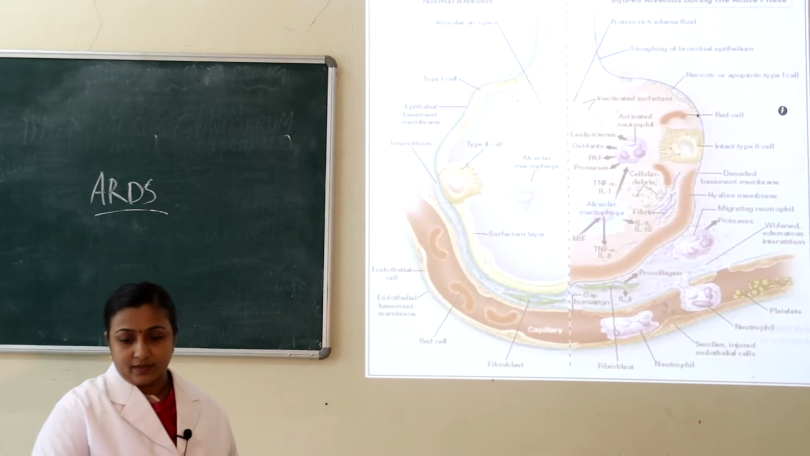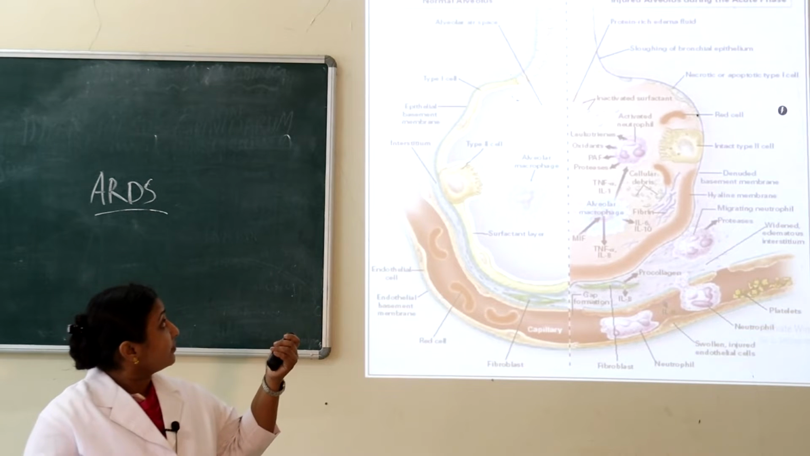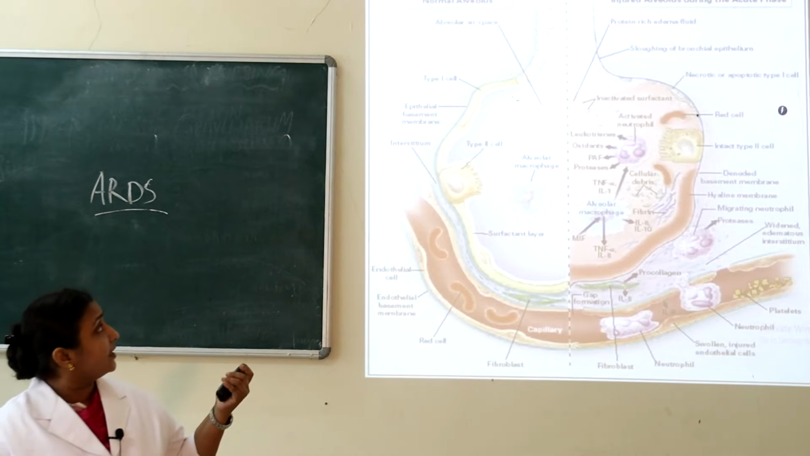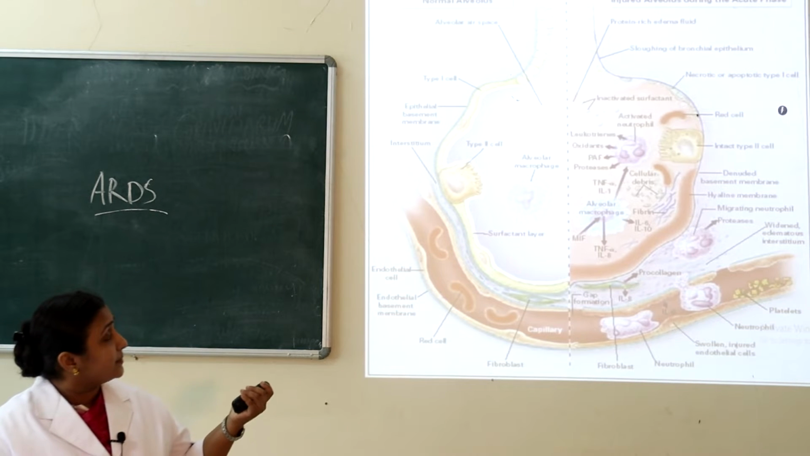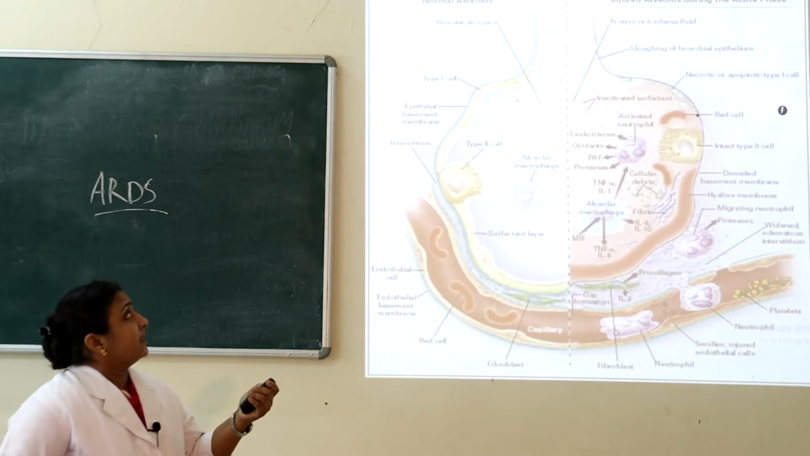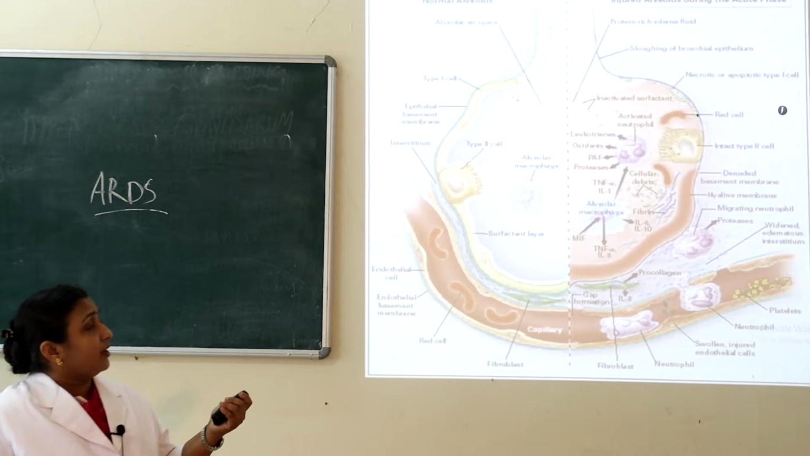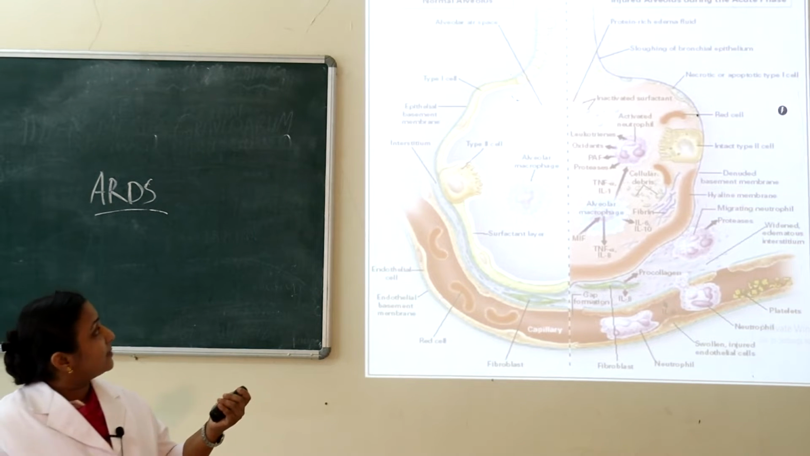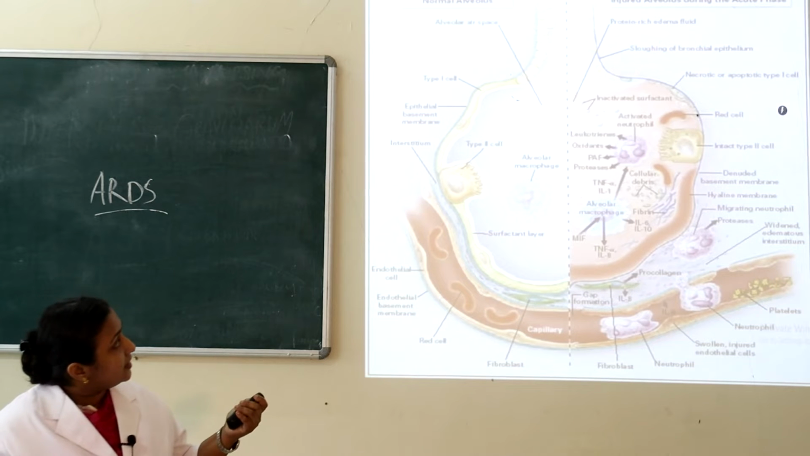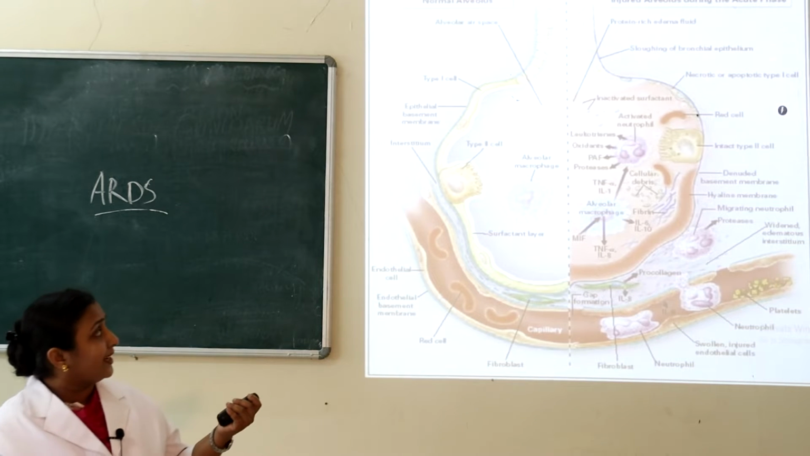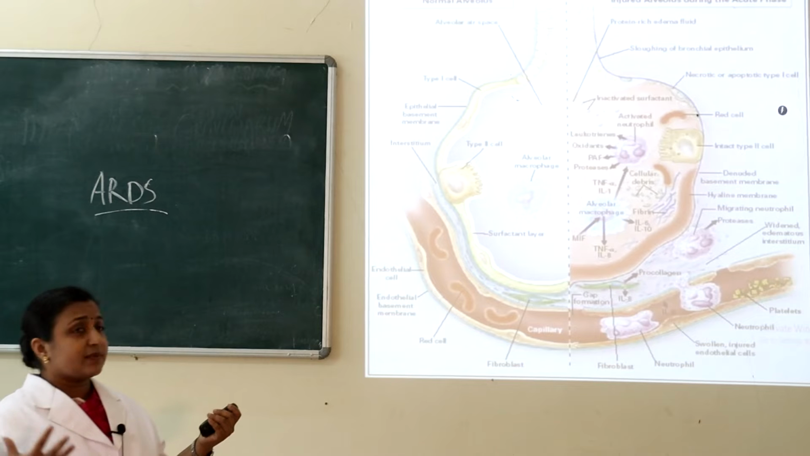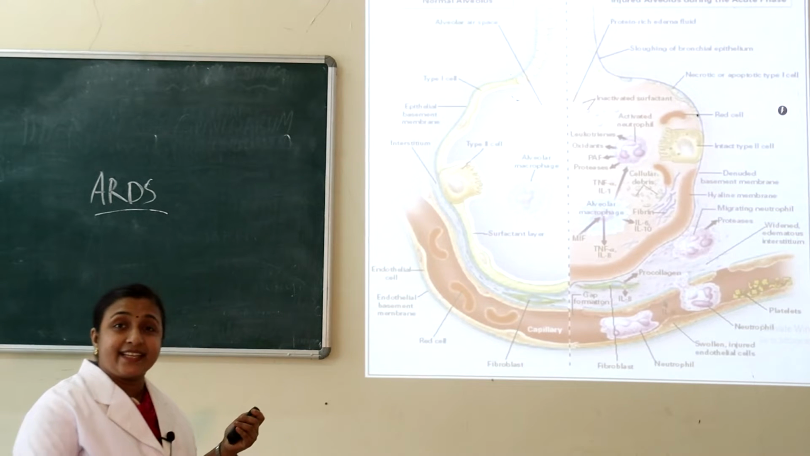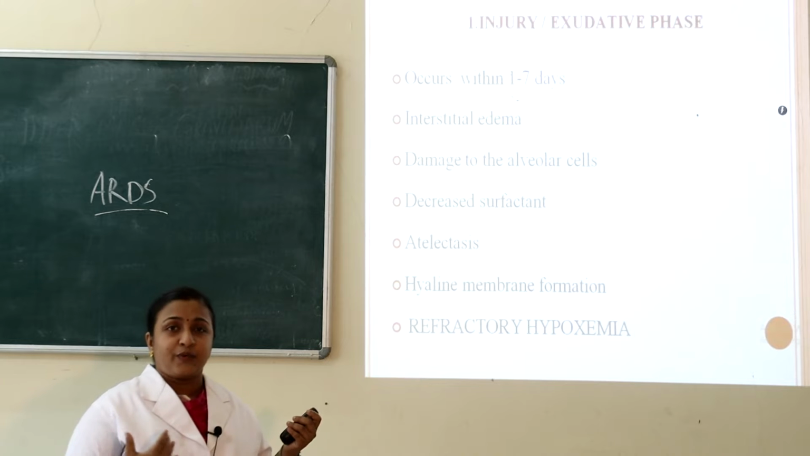Okay, this is the normal alveoli of the lung. In the case of ARDS, the lung becomes like this. We can see the edema, that is fluid accumulation in the alveoli, as well as the sloughing of the bronchial epithelium. All these things will occur in ARDS. We can see one by one what changes occur during the phases.